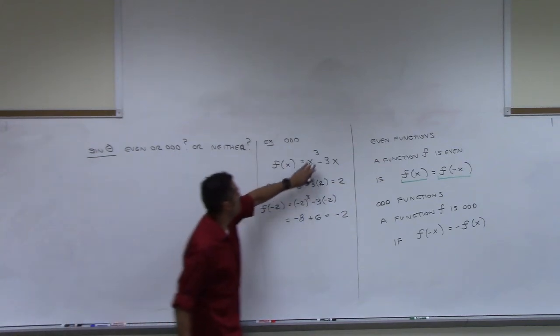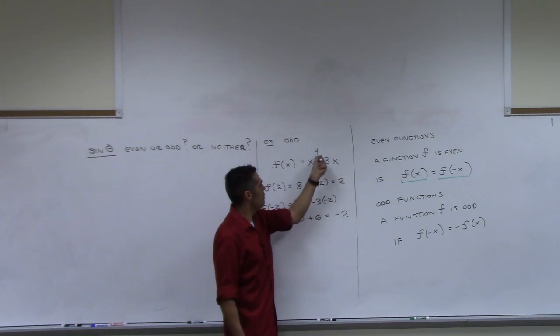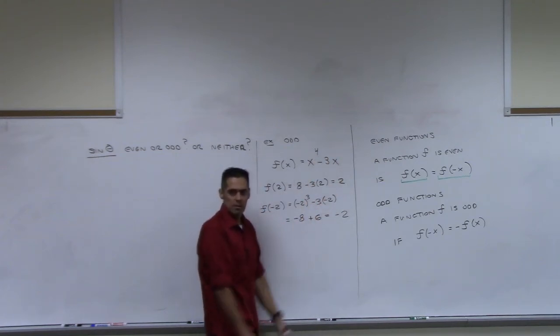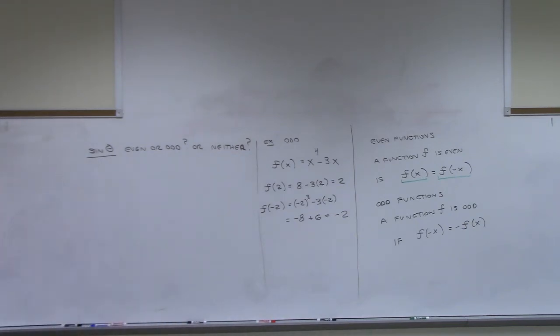I can give you an example of one that's neither and just make that a 4. So I've got a 4 here and a power 4 here and power 1 there. This would be neither even nor odd. So there is a third category. So is the sine function even or odd? Well, let's try and think about this visually.